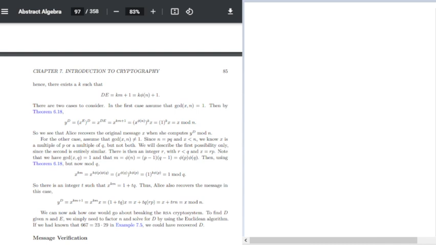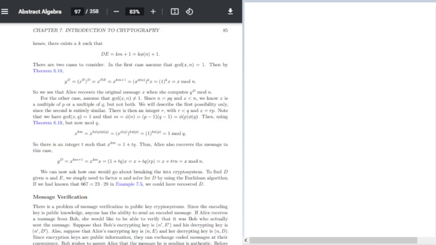to x to the k phi of p phi of q, which is equal to x to the phi of q, to the k phi of p, which is 1 to the k phi of p, which is equal to 1 mod q. So there is an integer t such that x to the km is equal to 1 plus tq. Thus, Alice also recovers the message in this case, with y to the d equal to x to the km plus 1, equal to x to the km times x, equal to (1 plus tq) x, equal to x plus tq rp, equal to x plus trn, equal to x mod n.